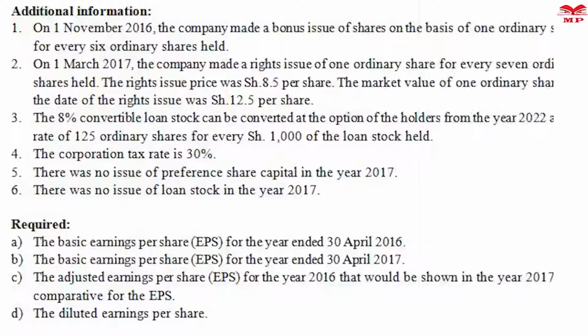Additional information: 1. On 1st November 2016, the company made a bonus issue of shares on a basis of 1 ordinary share for every 6 ordinary shares held. 2. On 1st March 2017, the company made a rights issue of 1 ordinary share for every 7 ordinary shares held. The rights issue price was 8.5 per share. The market value of 1 ordinary share on the date of the rights issue was 12.5 per share.